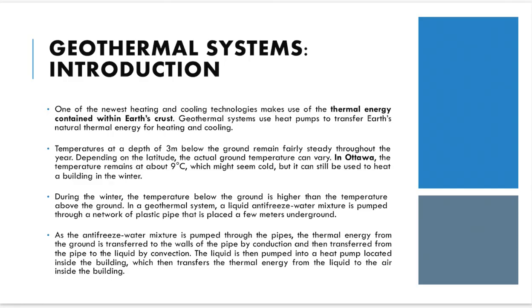During the winter, the temperature below the ground is higher than the temperature above the ground. In a geothermal system, a liquid antifreeze water mixture is pumped through a network of plastic pipe that is placed a few meters underground. As the antifreeze water mixture is pumped through the pipes, the thermal energy from the ground is transferred to the walls of the pipe by conduction and then transferred from the pipe to the liquid by convection. The liquid is then pumped into a heat pump located inside the building, which then transfers the thermal energy from the liquid to the air inside the building.